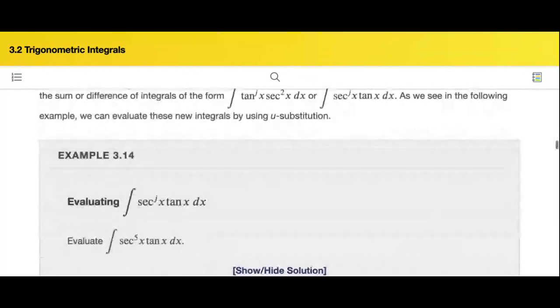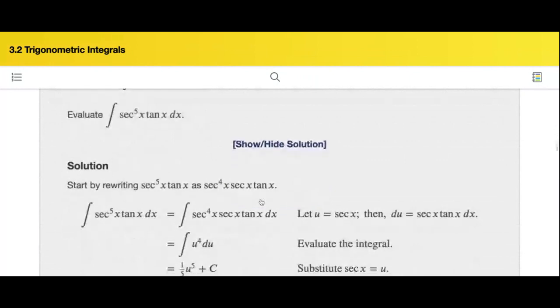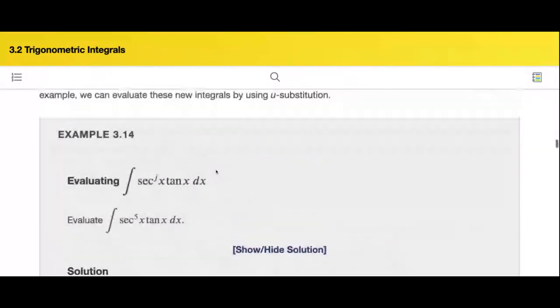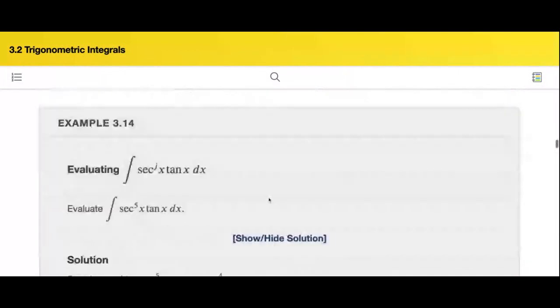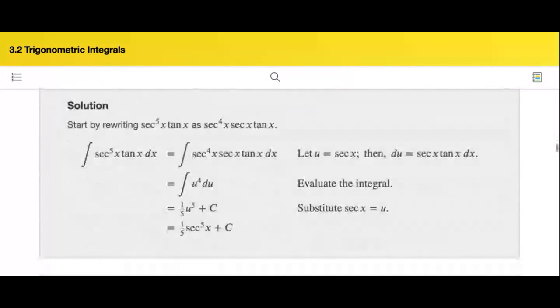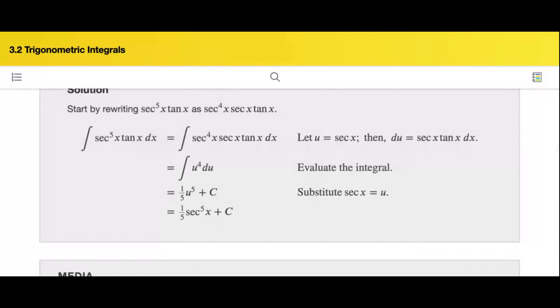Let's see this example. We have secant raised to 5 times tangent x dx. So we rewrite secant raised to 5 tangent x as secant raised to 4 times secant x tangent x, because we know how to anti-differentiate secant tangent, which is just secant. So use u substitution: u equals secant, then secant tangent dx is just du. Then we substitute and get 1/5 secant raised to 5 plus c.